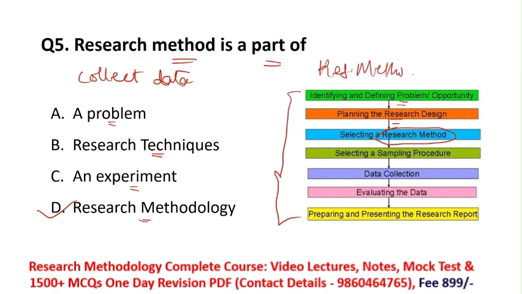So remember, research problem, research techniques and experiments are parts of research methodology, and research method is also a part of research methodology. So option D is the right answer, and we'll see what the incorrect options are. Option A is problem. What is a problem? Problem is the first step of research methodology, in which you define your problem.